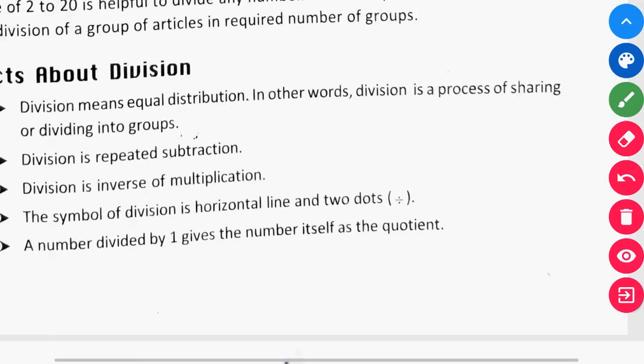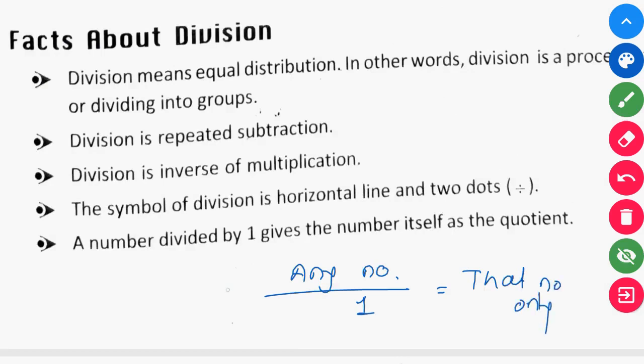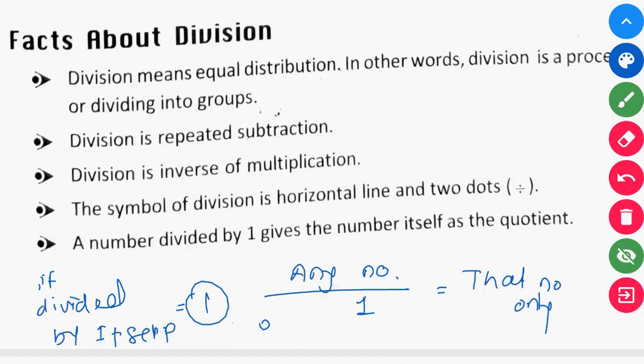Okay, so now how do we denote the division sign? One horizontal line and 2 dots is the sign of division. If any number is divided by 1, then the answer is that number only. If a number is divided by itself, then the answer is 1. And if 0 is divided by any number, then the answer is also 0.